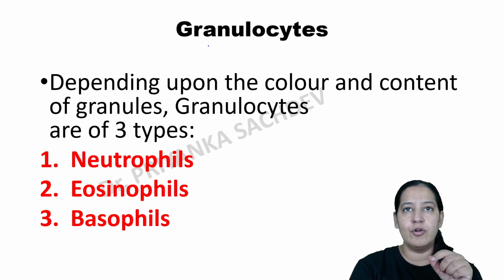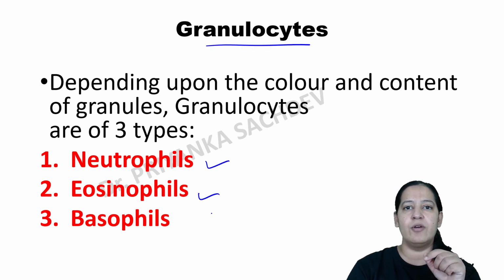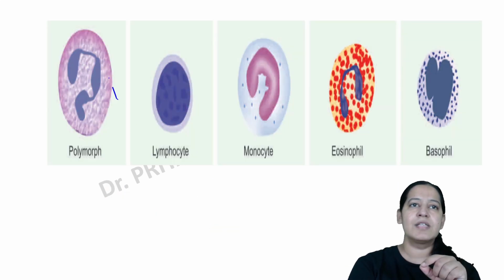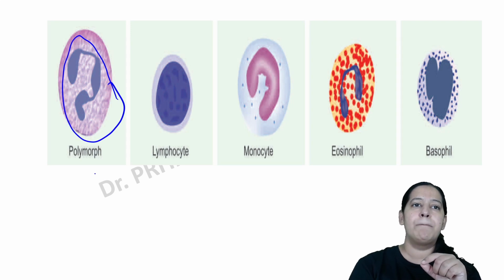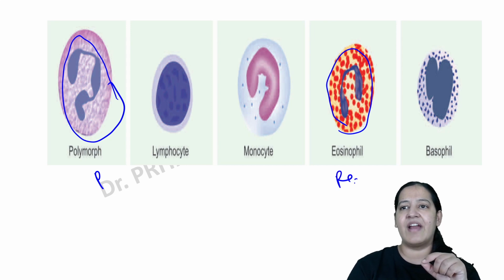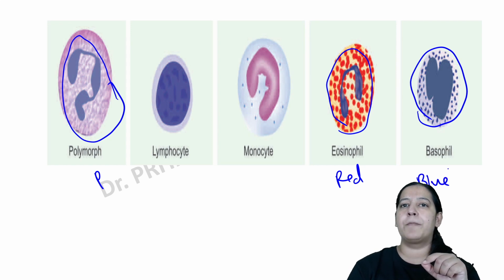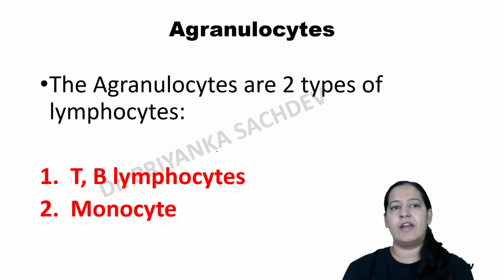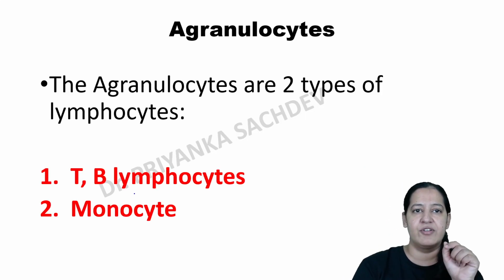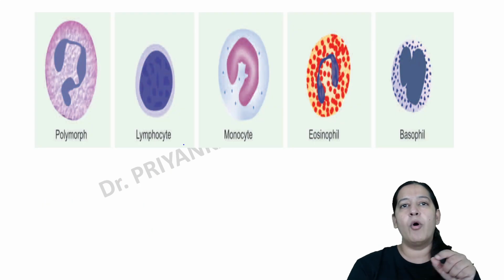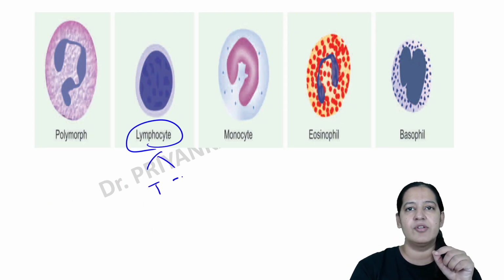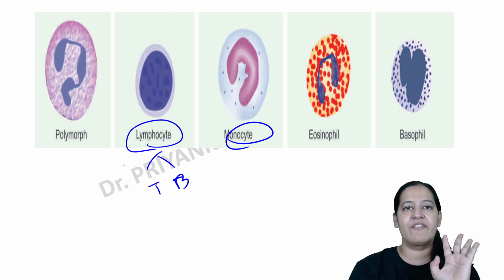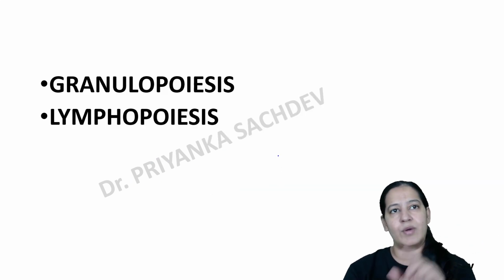You can see granulocytes have granules in the cytoplasm: neutrophil, eosinophil, basophil. You can see the diagram. This is neutrophil having purple pink color granules in the cytoplasm. This is eosinophil having brick red granules in the cytoplasm. This is basophil having dark blue or black granules in the cytoplasm. And these two are agranulocytes, that is lymphocytes, both T and B lymphocytes, and monocytes. These do not have granules in their cytoplasm. That's why these are known as agranulocytes.